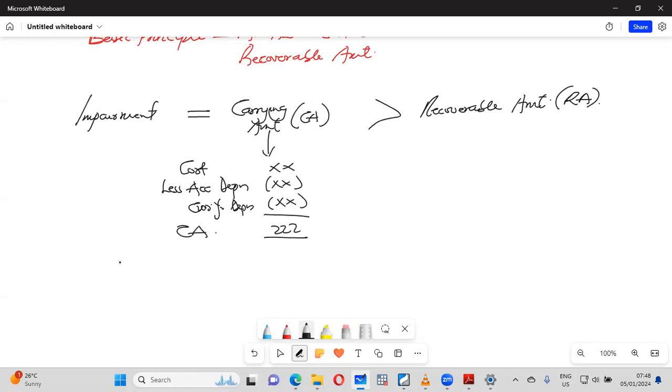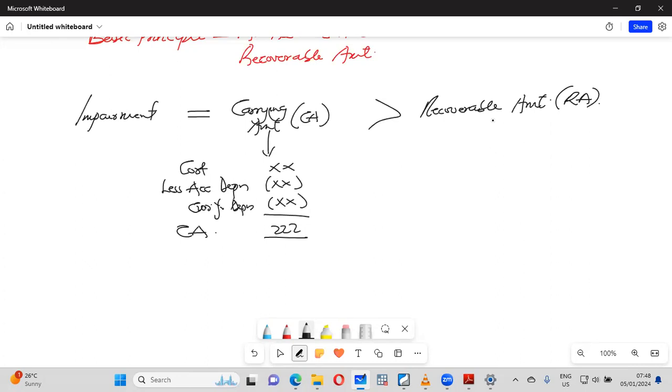Now let's talk about the recoverable amount. We said that the recoverable amount is the amount that you can get from the asset. But there are two ways you can get the amount from the asset. Number one, I can sell the asset and get some value. And number two, I can use the asset myself and the asset will be generating cash flow for me in future. So there are two ways you can get the recoverable amount.